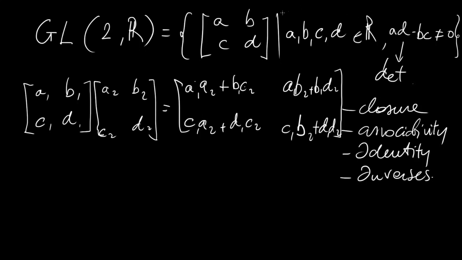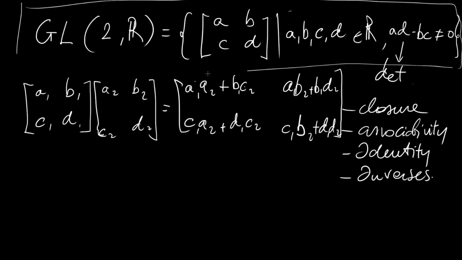Let me pause a second. If we multiply two matrices, we're checking closure, right? Because the operation that our set is equipped with is matrix multiplication.